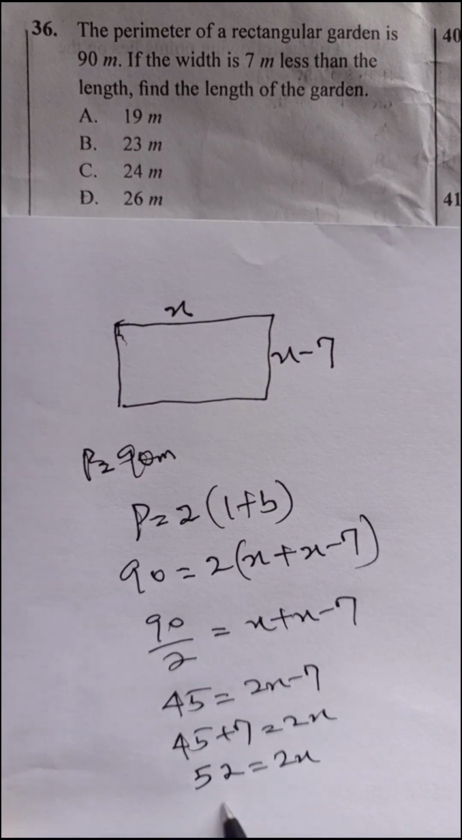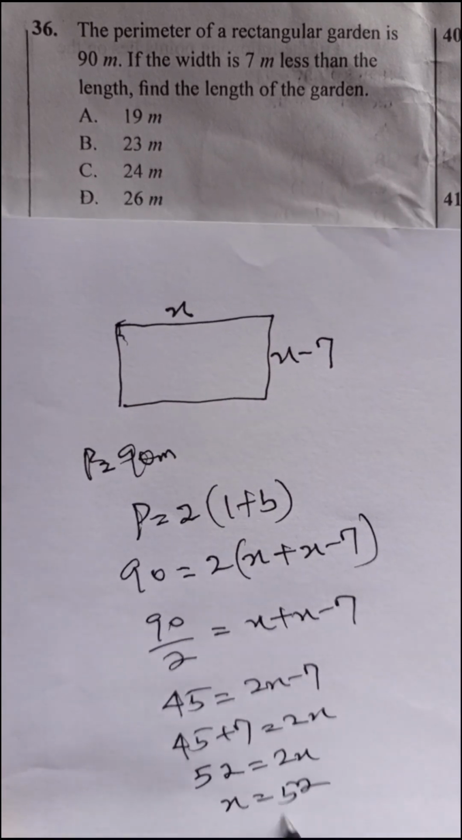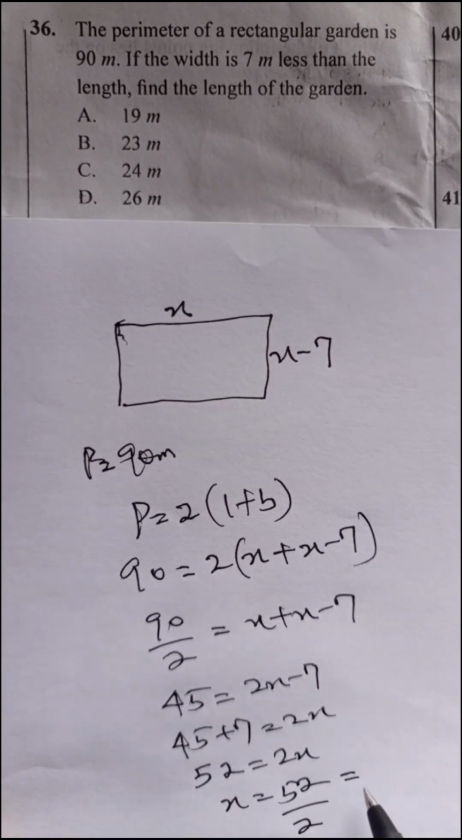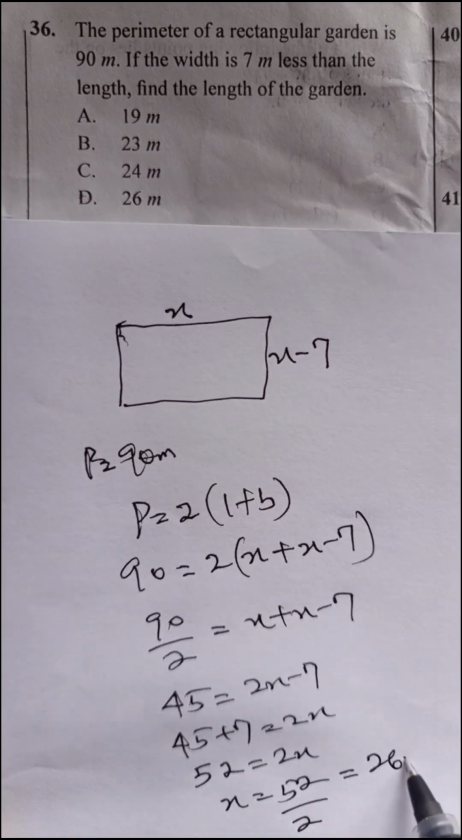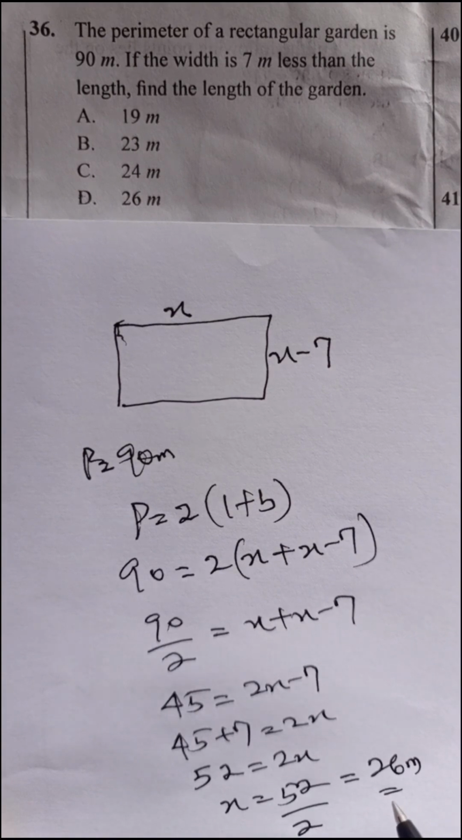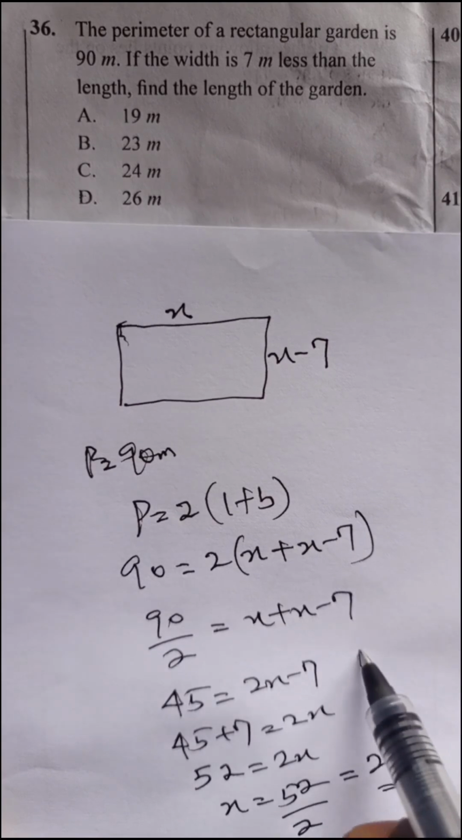And you divide both sides by 2 in order to get x. That is 52 over 2, and this is going to give us 26 meters. That's the final answer. For question number 36, the final answer is 26 meters, which is option D.